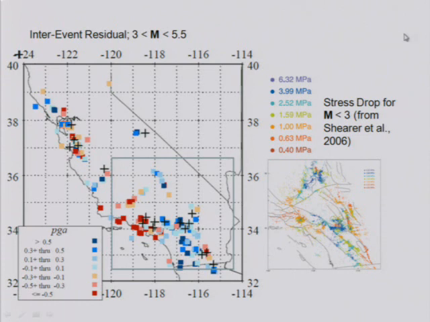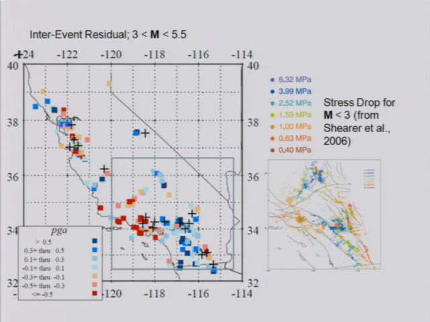So you can see that in Southern California, which is in this box, the event terms in the western Transverse Ranges are systematically low, meaning they have negative inter-event residuals. As you move to the east, when you get into the eastern Transverse Ranges, the inter-event residual becomes positive.